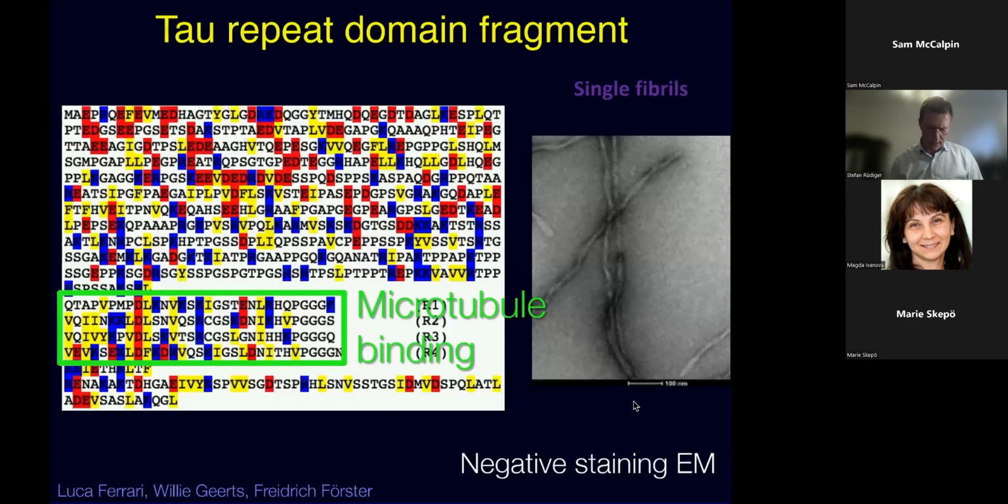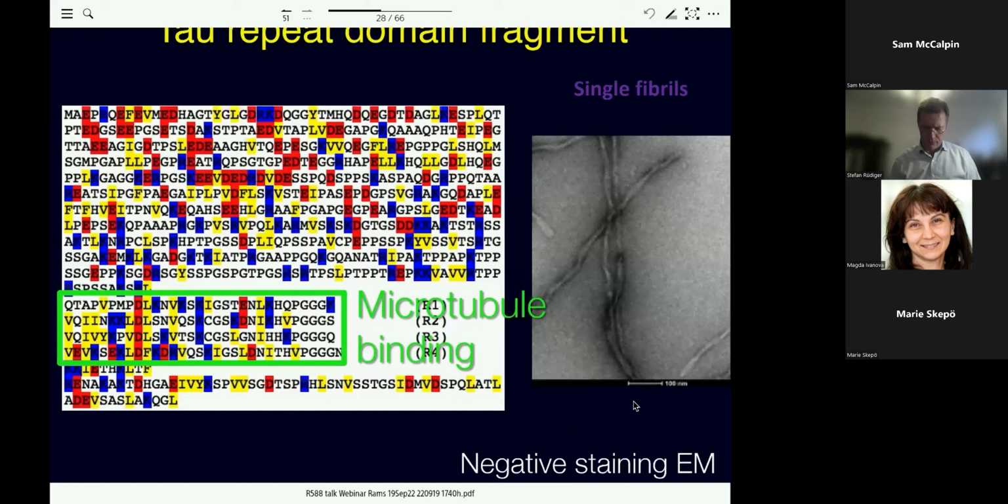And so what we did is we took, you see here, actually indicated the entire sequence of tau, but in fact, the part of the protein which is aggregation prone is the microtubule binding domain.